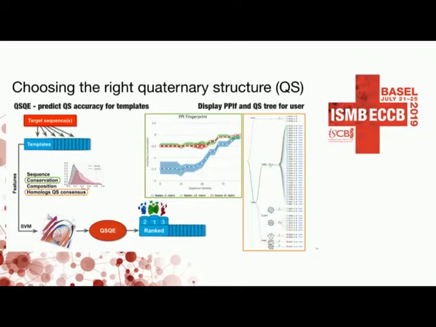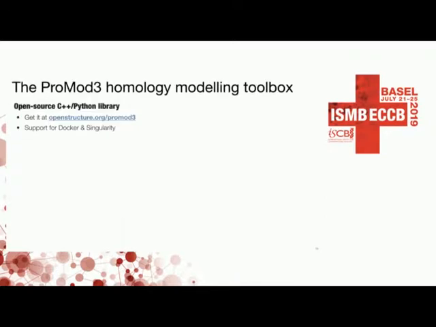Now, once you selected the template, it gets fed into our modeling engine. It's called Promo3. It's an open source library. It has a C++ core, so it should be fairly fast. It has a Python interface around it, so it should be fairly easy to use. And you can get it at the URL written there. It supports Docker and Singularity, so you can install it fairly easily.